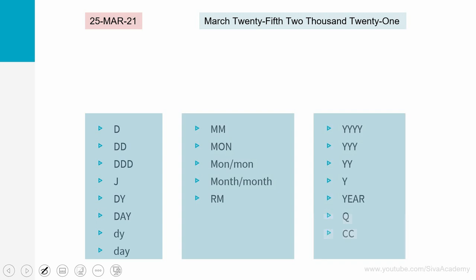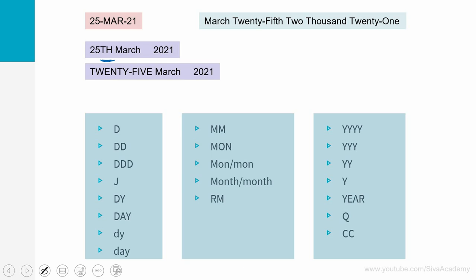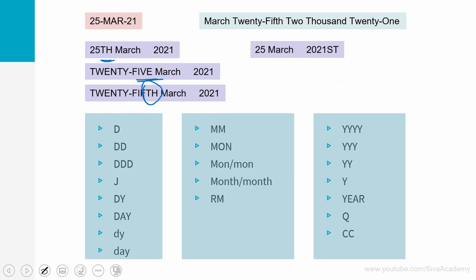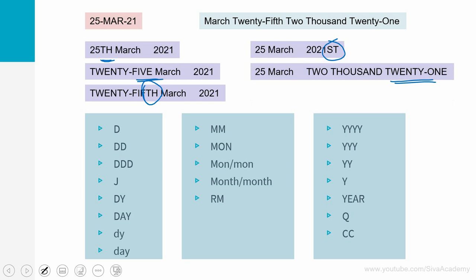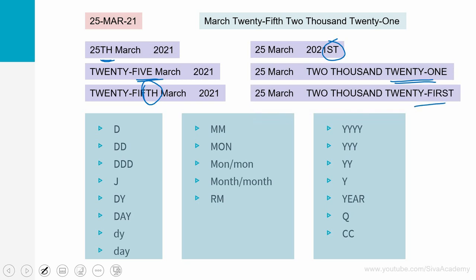We need to display the date in a more readable format. For example, in some cases we need to print the date something like 25th March. See this, 25th, it's not 25. And in some cases, we need to print in a spelled out or more readable format, something like 25 March 2021. Sometimes like 25th, see the difference here, it is not 25, 25th. Similarly, sometimes we need to print the spelled out year, something like 25 March 2021. So whenever we get a requirement like this, how can we display it?